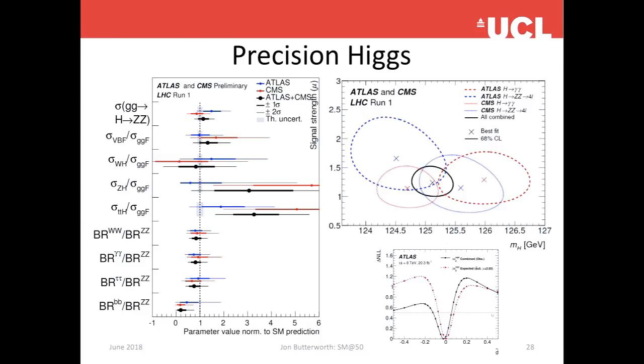You can ask the question, were those two bumps in the four lepton and the two photon channels really in the same place? Were they really the same mass? Were they really the same particle? And at least within the uncertainties here, they are. You can see here, CMS is dotted and ATLAS is dashed, and Higgs to gamma gamma is red, and Higgs to four leptons is blue.